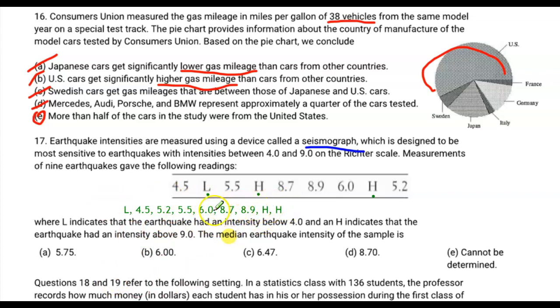So 1, 2, 3, 4, 5 away from either side. 1, 2, 3, 4, 5. The median is going to be 6.0. It's okay that it says 6.00 because an extra 0 never hurt anybody.